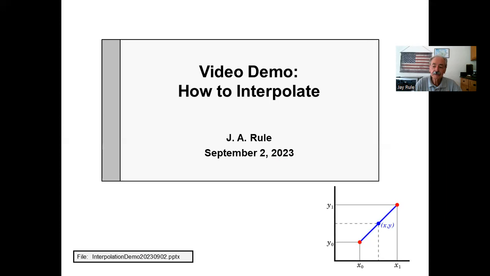Okay, so this little graphic here on the title page represents what you're going to be doing, particularly in thermo class, evaluating properties that are tabulated in property tables in the back of the book.